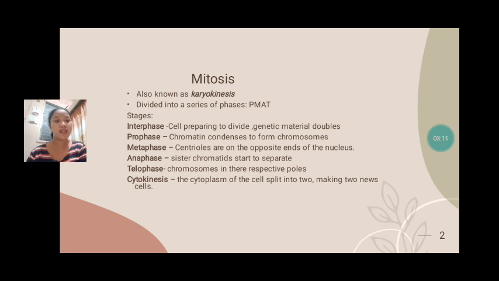And next is the anaphase. In the anaphase, the sister chromatids start to separate. In the anaphase stage of mitosis cell division, the sister chromatids start to separate and they are pulled apart towards opposite sides, or poles, of the cell. So they are pulled apart, they move away from each other.